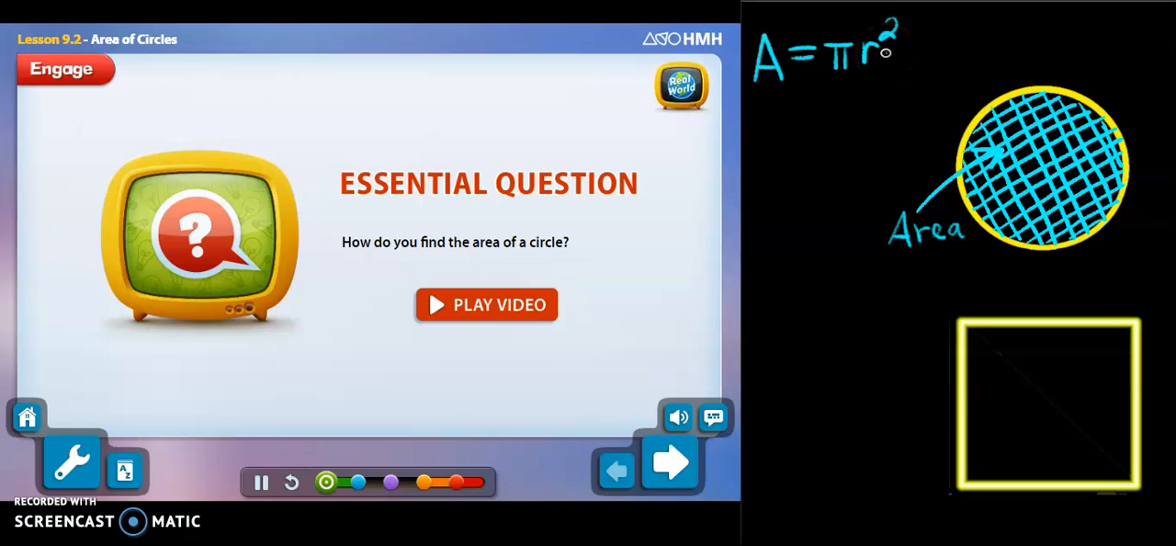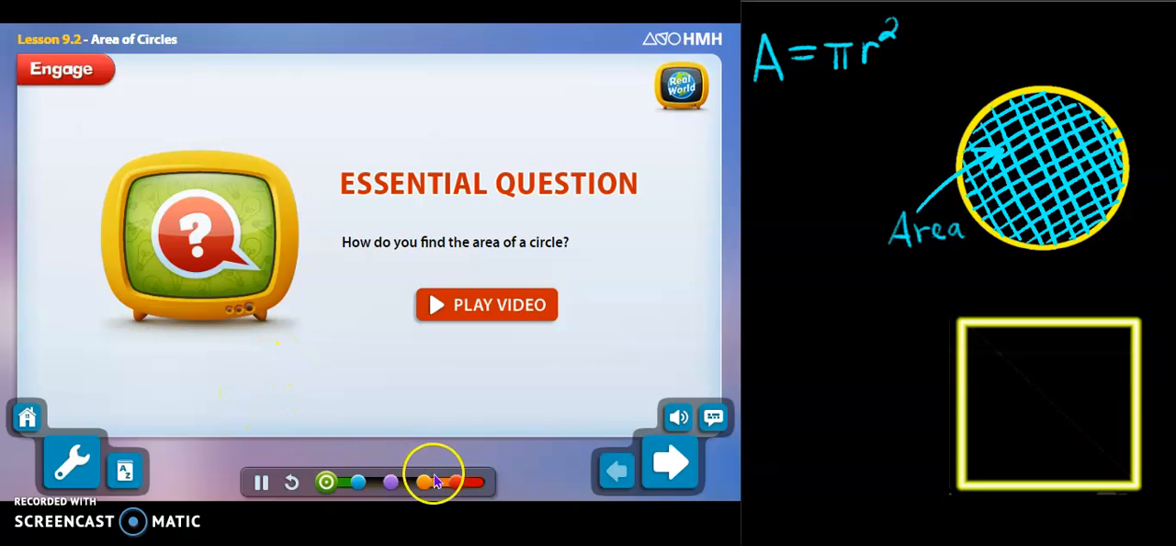Circumference was our last lesson, the measurement around the circle, and to find circumference you need to know what the diameter was. To find area you need to know what the radius is. So the radius again is just the distance from the center of the circle to the edge of the circle. It's the only measurement we really need.